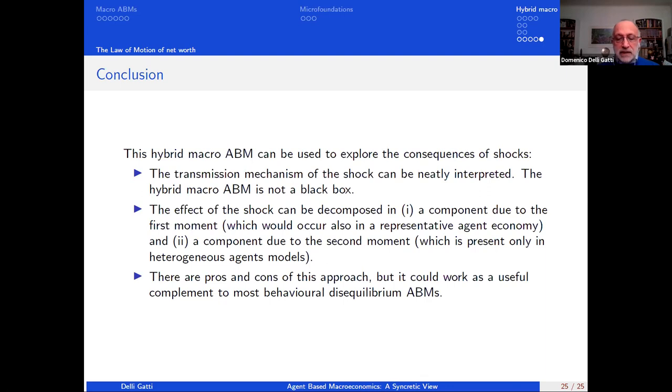Moreover, you can decompose the effect of the shock on, say, GDP or the output gap in one component, which is due to the first moment of the distribution. And this is essentially the same effect that you would get in a representative agent economy, and an effect which can be traced back to higher moments of the distribution, in our case, only the second moment. There are, of course, pros and cons of this approach, but it could work as a useful complement to most behavioral disequilibrium agent-based models. Thanks for the attention.